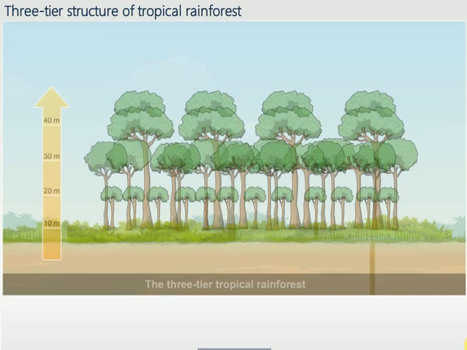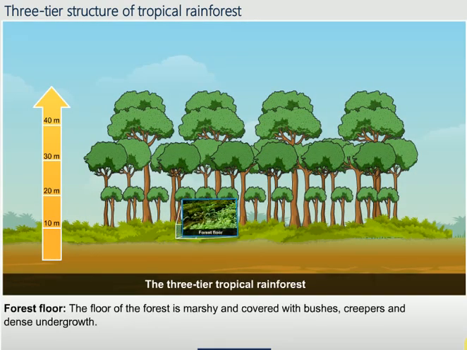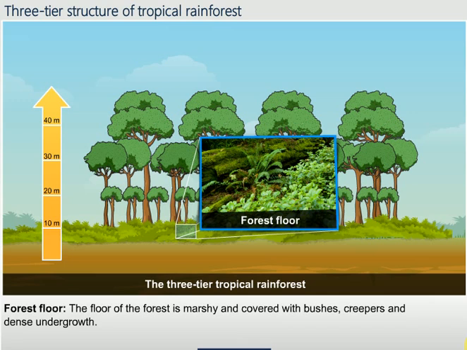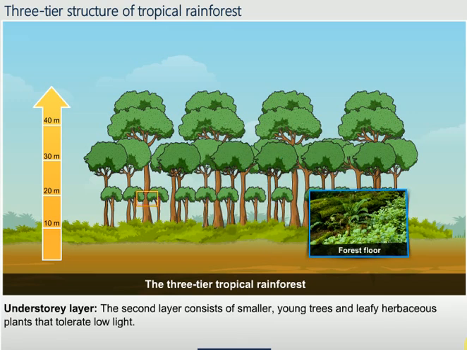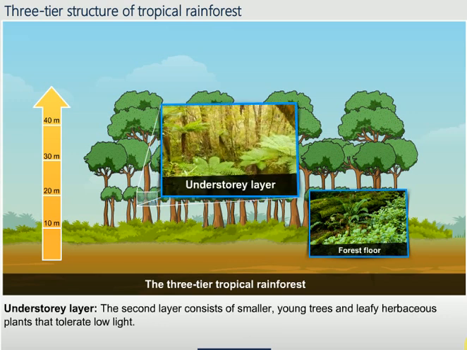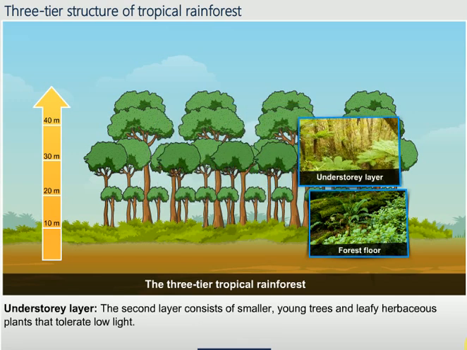Forest floor. The floor of the forest is marshy and covered with bushes, creepers and dense undergrowth. Understory layer. The second layer consists of smaller, young trees and leafy herbaceous plants that tolerate low light.